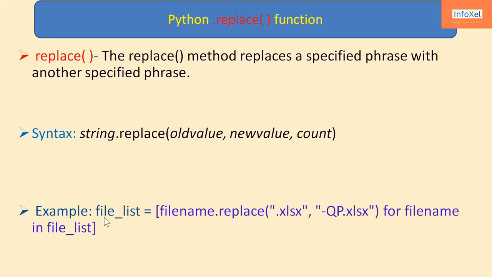Example: file_list. This is not a string, it is a list variable. So we have to use this kind of statement: file_name.replace. This one, .xlsx, is the old value, the file extension. Then this is the new value: -qp.xlsx is the new file extension for the file names in file_list. So we will see this.